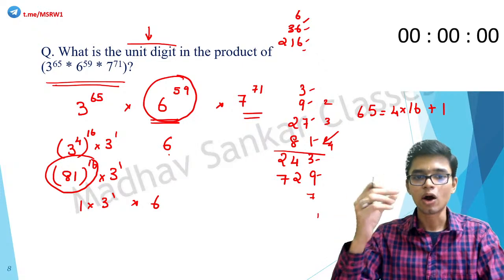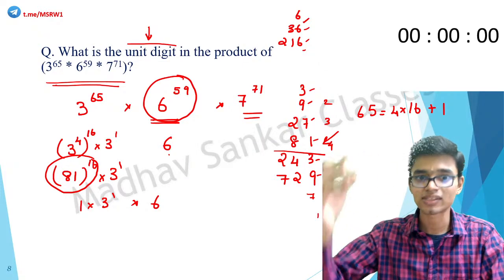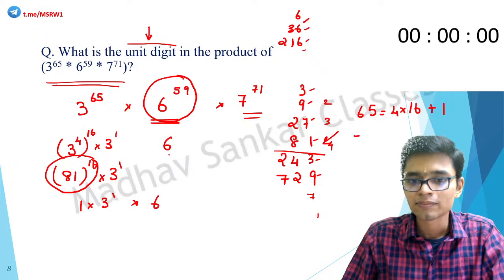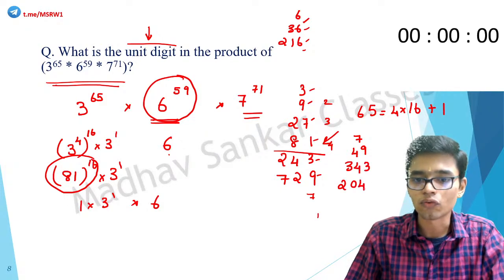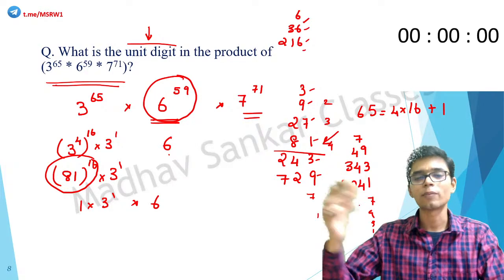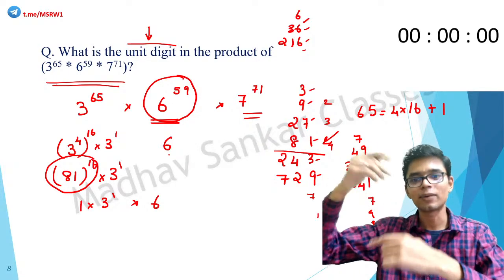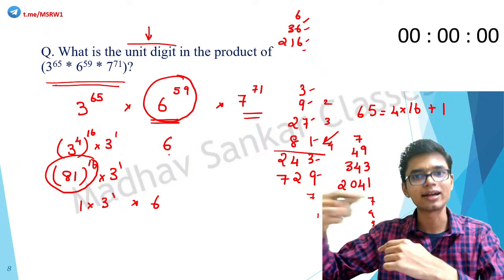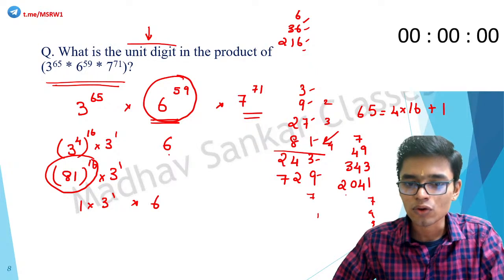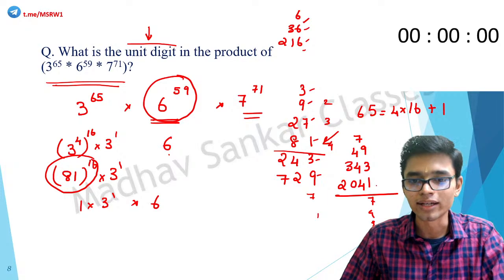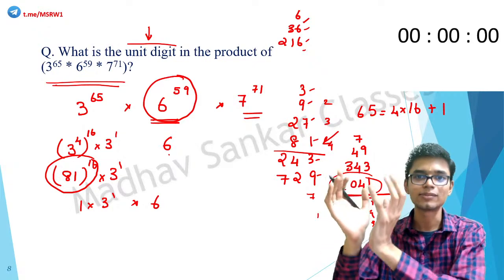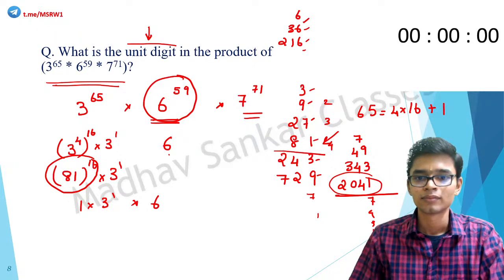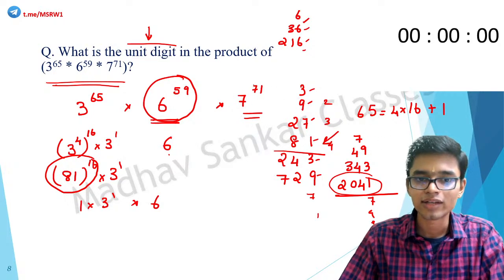Again, the same procedure. How will the powers of 7 progress? It is 7, 49, 343, 2041. And then again it will continue 7, 9, 3, 1. So this is another property of 7: after every 4 iterations, the unit digit will repeat again and again. So here also we do the same thing. Because you have 1 at the end of 2041, we convert this 71 in terms of powers of 4.